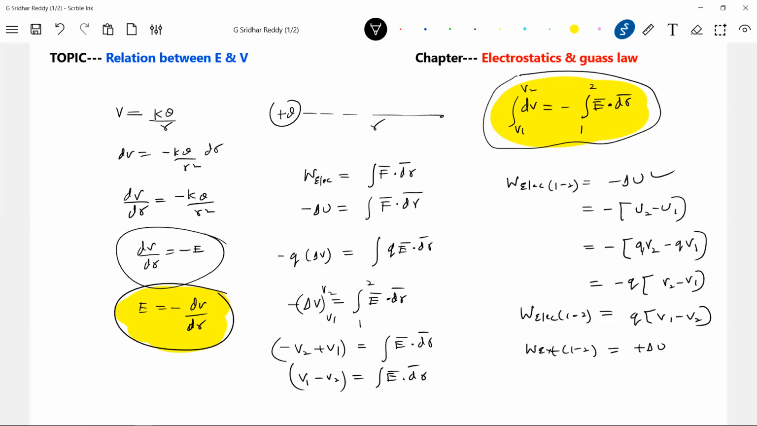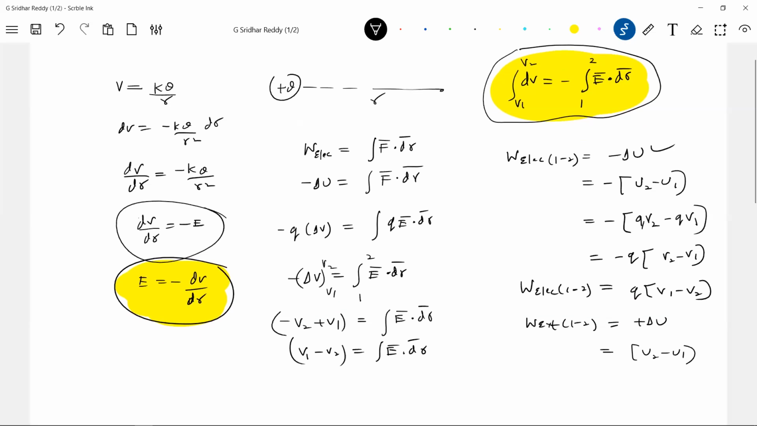Work done by the external agent should be positive of the change in potential energy. So therefore, what we can write this as U2 minus U1. Then again solving. So the work done by the external agent and the work done by the electrostatic force will always be equal and opposite. You can see from here.